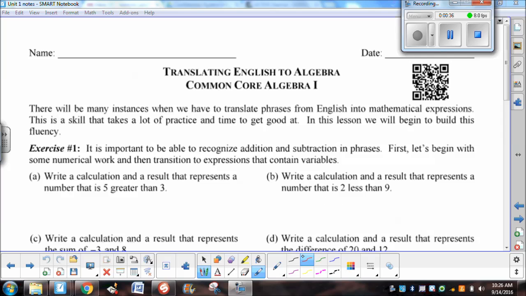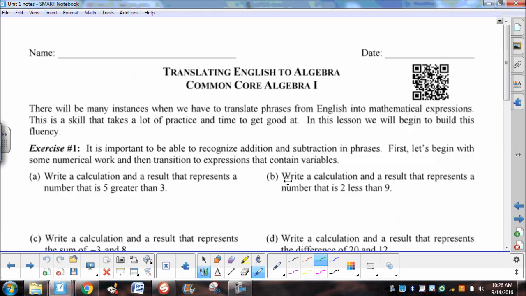If I take a look at A, it says write a calculation and a result that represents a number that is 5 greater than 3. Okay? 5 greater than 3, well, that number is 8. Write a calculation and a result that represents a number that is 2 less than 9. You could just think about what that number is in your head. So what's going on mathematically? It's 9 minus 2, which is 7.